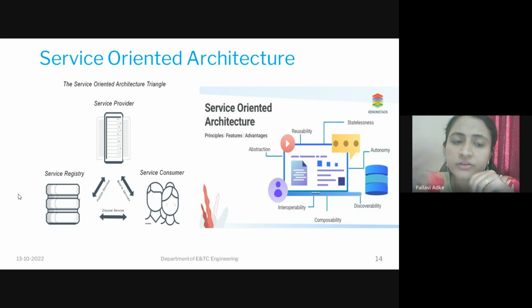Now how will you come to know that I am having all these different types of fashion clothes? How will you understand that? So somewhere it should get registered. That is called a service registry. Suppose you are having the Amazon platform, or Myntra, or Flipkart, or Meesho. All these are the service registries. So wherever the service providers are providing their services, they are going to register them with the service registry.